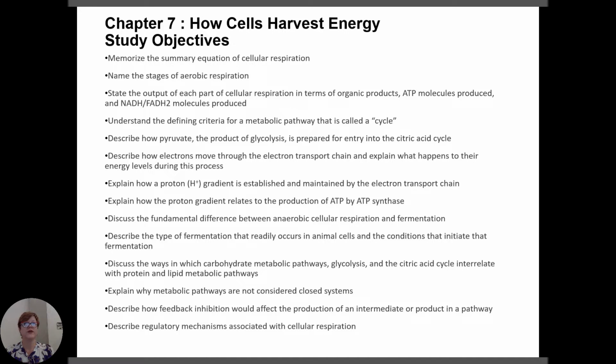Of course, there is some vocabulary associated with this chapter, and I will be highlighting those things as we go through. But also I'm going to ask you to memorize the summary equation of cellular respiration. You're going to need to be able to name the four stages of aerobic respiration. And then we're going to prepare, and you're going to put into your notes, a chart that shows all of the things on this study objective here: the reactants and output of each stage.